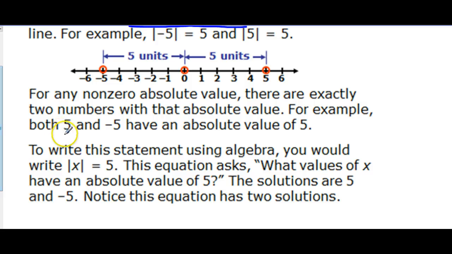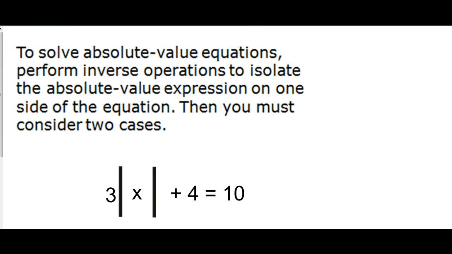So both the numbers 5 and negative 5 are 5 places away from 0. So the absolute value of some number is equal to 5 means that what's inside there can either be a 5 or a negative 5. When you solve an absolute value equation like this, you should be looking for two solutions. Okay? It's really very easy to solve. You have to do basically two steps.